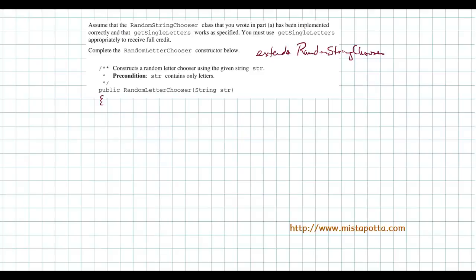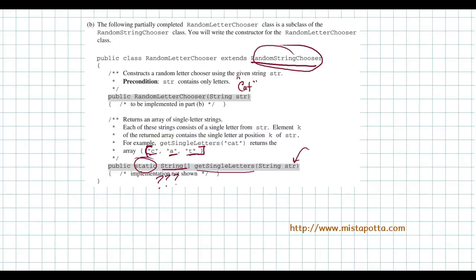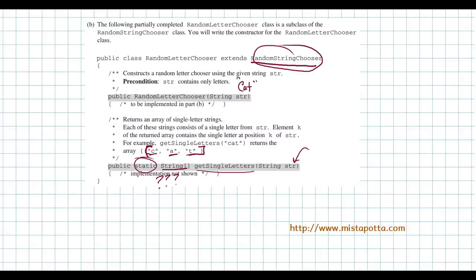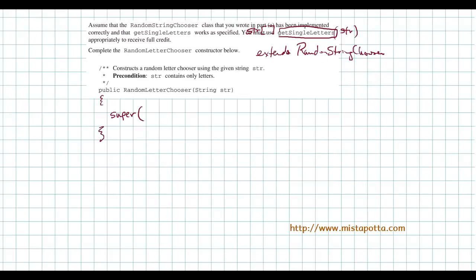Luckily, we have such a thing. We have this method called getSingleLetters that'll take any word and return a string array for me. So all I need to do is call the constructor for random string chooser, and I can do that by using the super keyword. Now, the parameter that I'm going to put here has to be an array. Remember, going back to our page here, that our constructor was expecting an array of words. So I need to make sure that I get an array out of this, and remember that getSingleLetters does give me a string array, given a string. So all I need to do is call that within this super so that this is the array that I get. So I'm going to call getSingleLetters on whatever str happens to be. And that's it. It's a one-line solution, so it works really, really well.